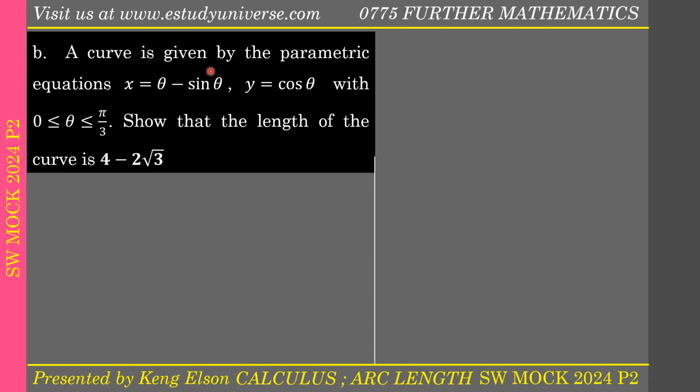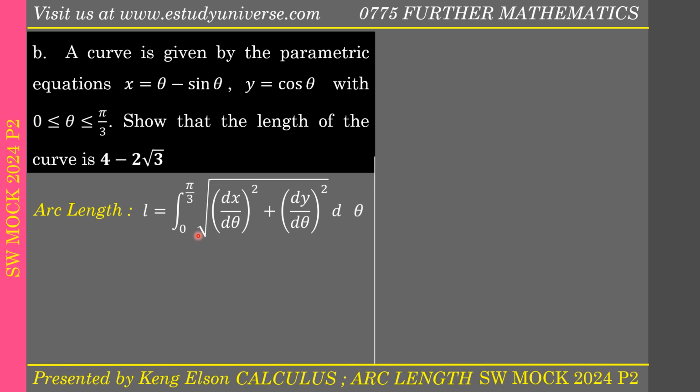Now a curve is given by parametric equations x and y with theta in a certain range. We need to show that the length of the curve is 4 minus 2 root 3 units. So the arc length is given by L equal to the integral, since I have parametric equations, from 0 to pi ln 3 of the square root of (dx by d theta) all squared plus (dy by d theta) all squared, and I'm integrating with respect to theta. I'm doing this because I have parametric equations and the interval has been given in terms of the parameter.